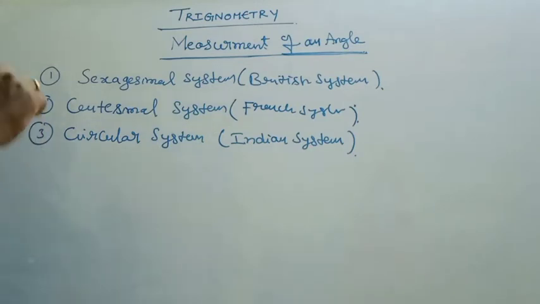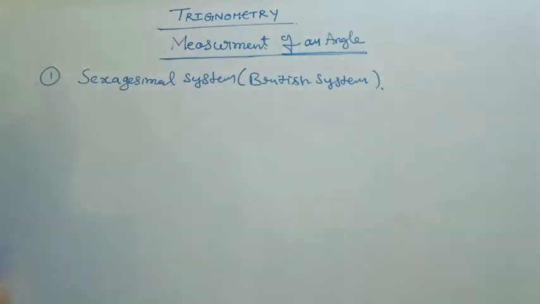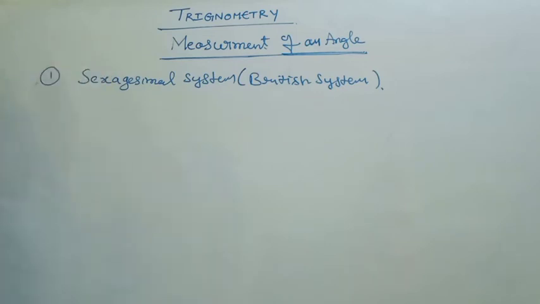Now let us try to develop these three systems and understand them. The first one is the sexagesimal system. What is the sexagesimal system? It was developed by British people, the people of England. Because we were ruled by the British, we now follow the sexagesimal system.